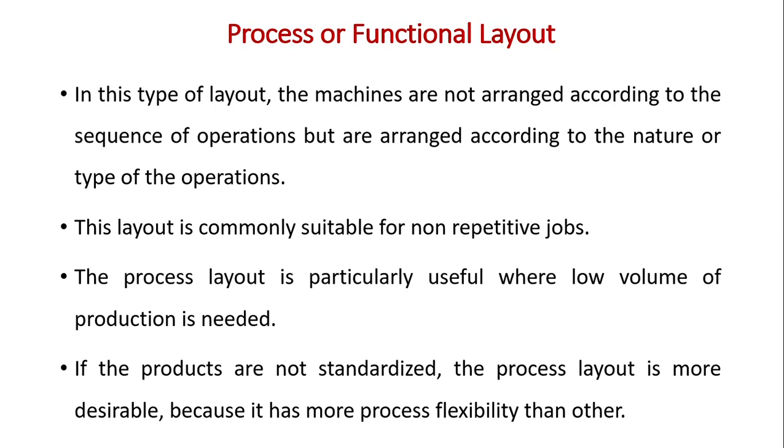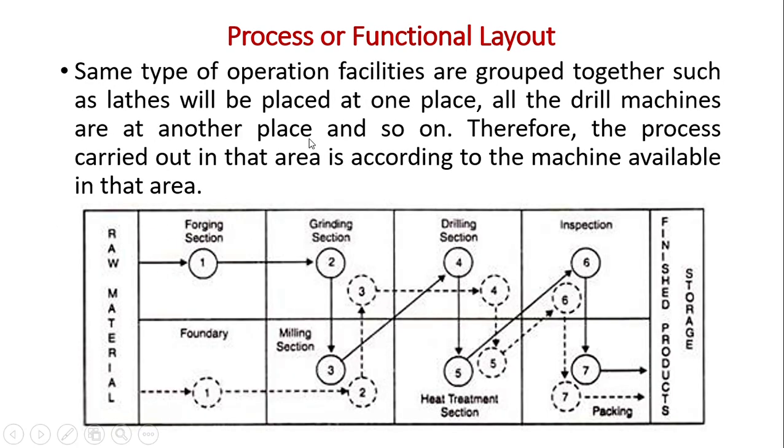Then let us see the next type of layout, a process or function layout. In this layout, the machines are not arranged according to the sequence of operation, but they are arranged according to the nature or type of operation. This layout is commonly suitable for non-repetitive jobs. The process layout is particularly useful where low volume of production is needed. If the products are not standardized, the process layout is more desirable because it has more process flexibility compared to other plant layouts.